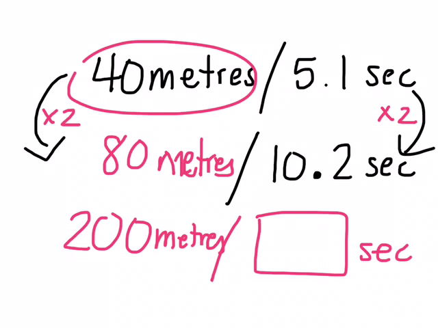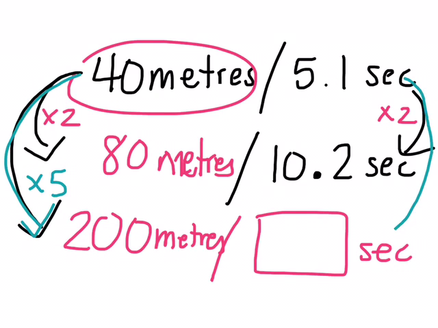Now there's a few ways we can solve this. Is there a number that you can multiply 40 times something that gives you 200? Can you guys think of that in your head? Okay, good. So to get from 40 to 200, we would multiply by 5. So what would we do here to figure out how long it would take him? Multiply by 5. So that's one way, okay?